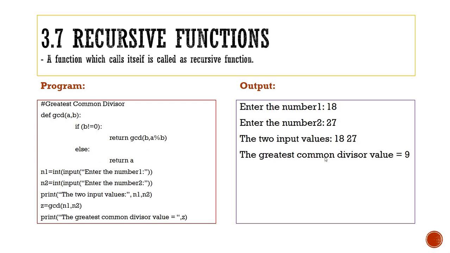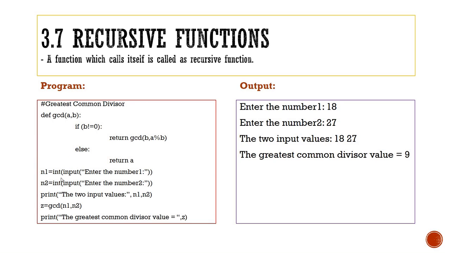This is the output for that program. And GCD, define GCD of a comma b. So this is the function code for calculating GCD. If b not equal to 0, we need to return GCD of b comma a mod b, else we need to return a. So this is the function code for finding GCD of two numbers.